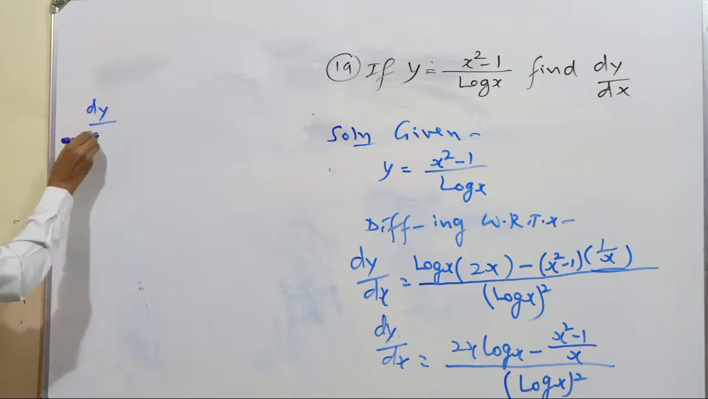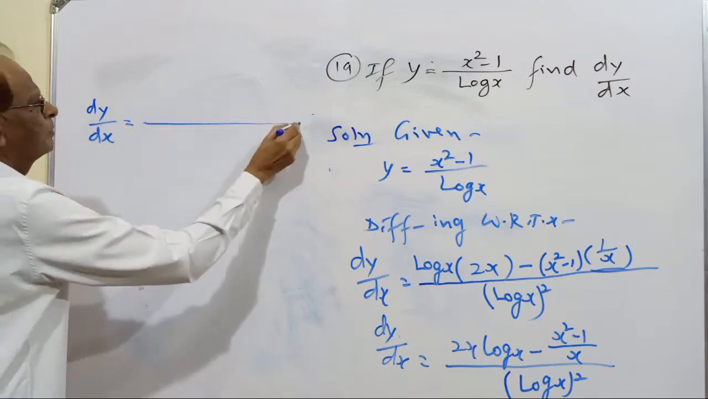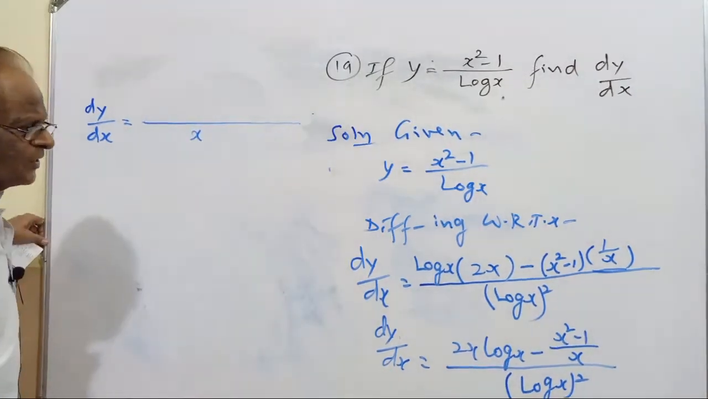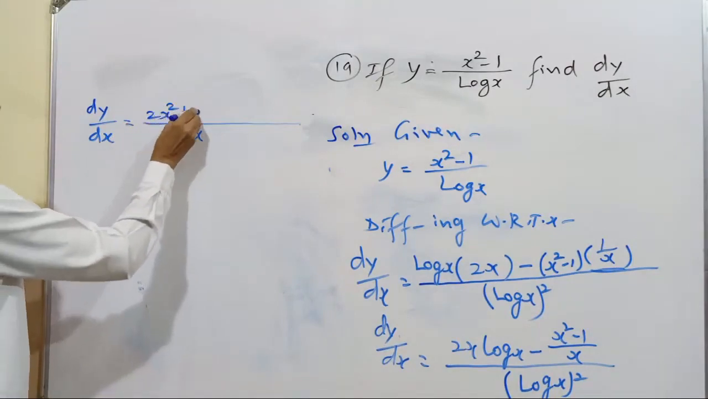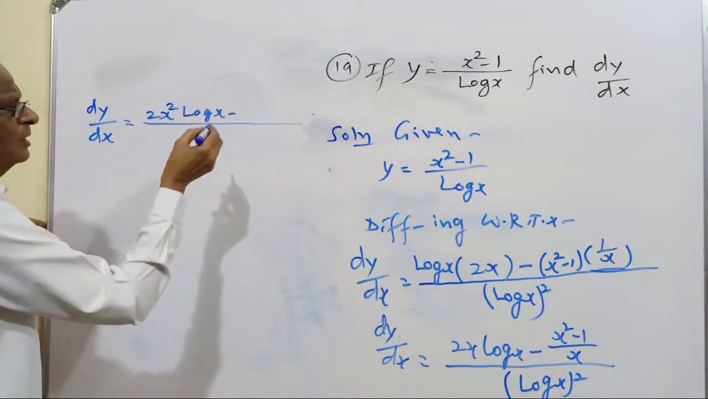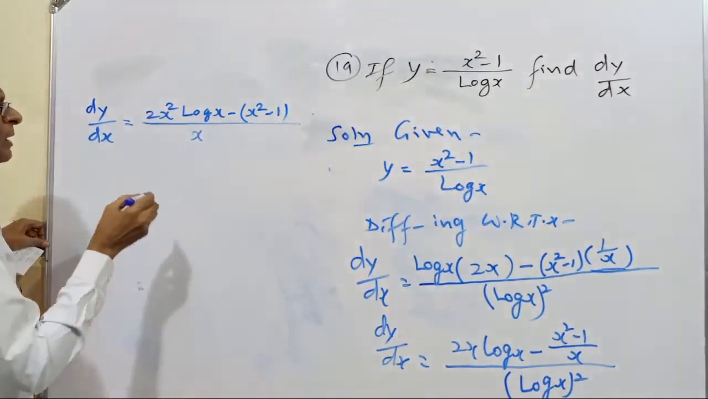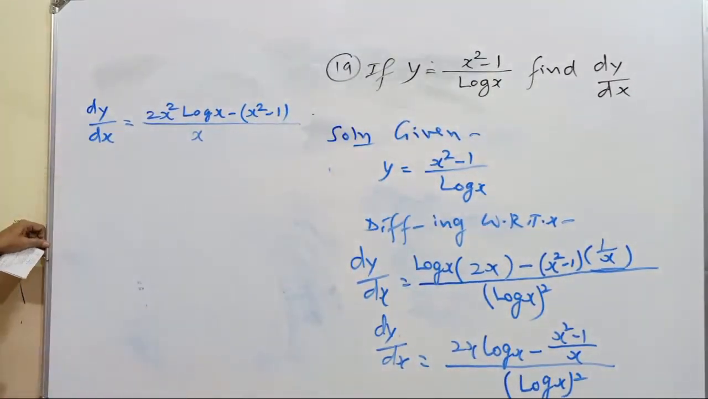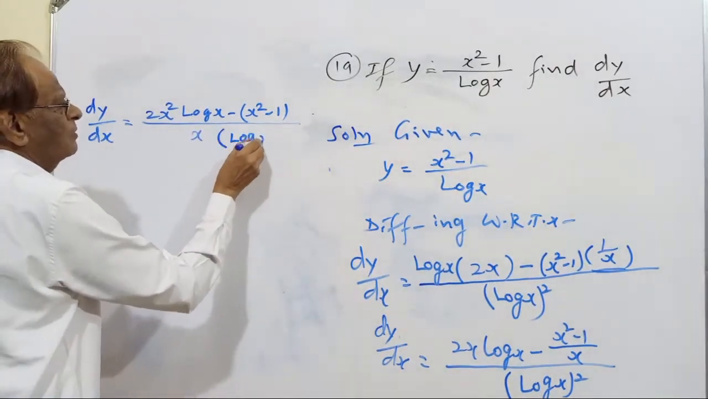dy by dx equal to, in the numerator x is the LCM, 2x into x log x minus x squared minus 1, this is the numerator after LCM, whole divided by log x whole square also.